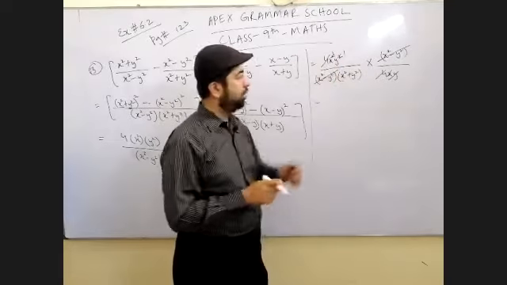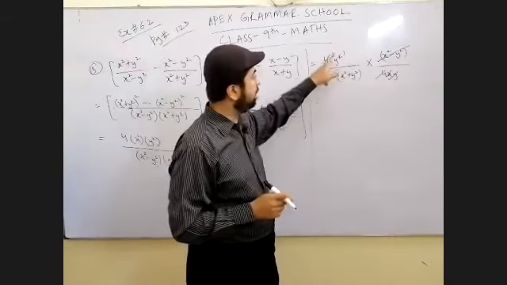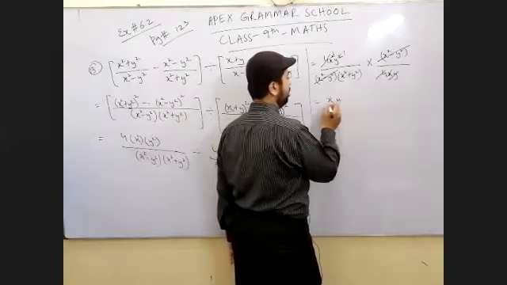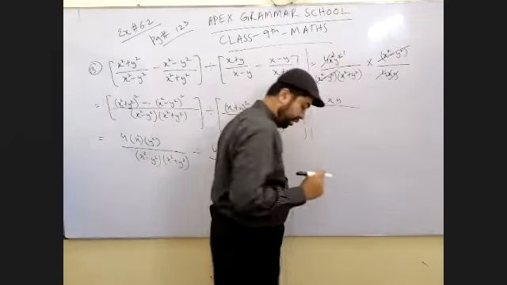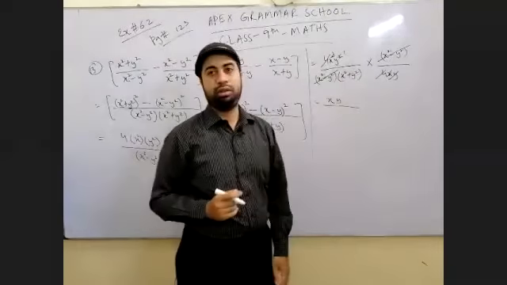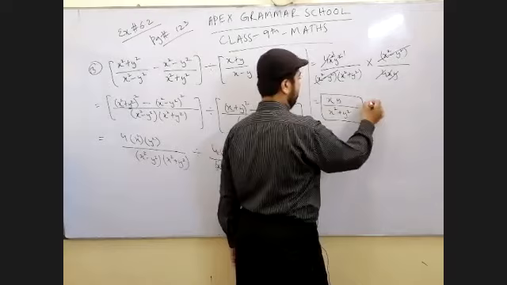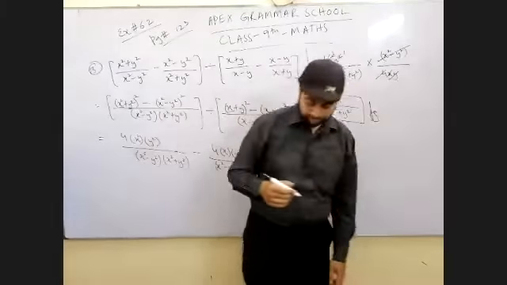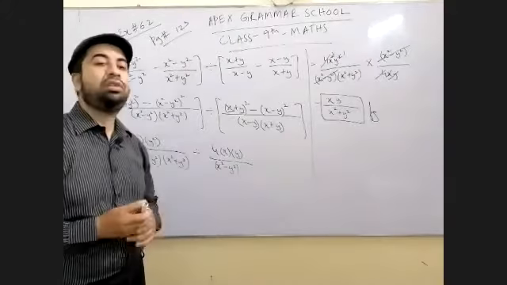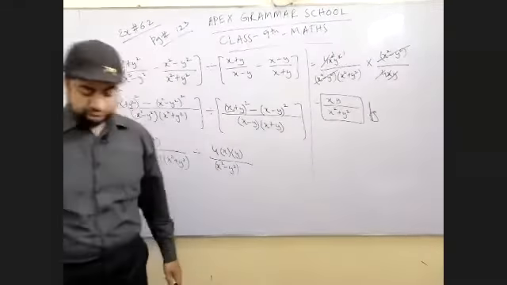So 1 is left. So what will be left in the numerator? This 4 is cancelled, but this x raised to power 1 is still available. So x, and this y raised to power 1 is also still available. So nothing else is left in the numerator. So what will be in the denominator? Only x square plus y square. So that's it. xy divided by x square plus y square. This was your exercise 6.2. Now we will discuss exercise 6.3.